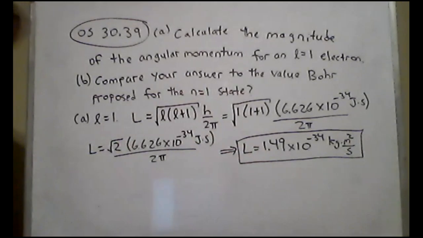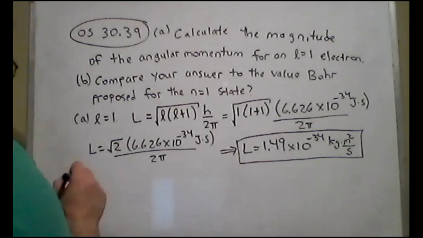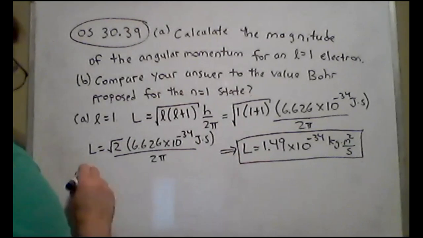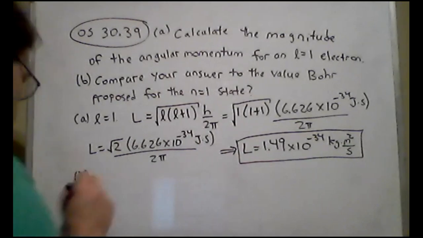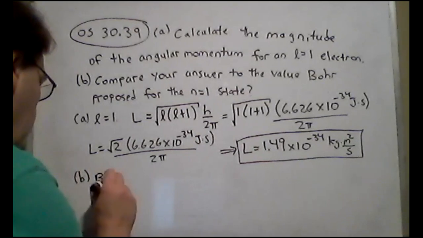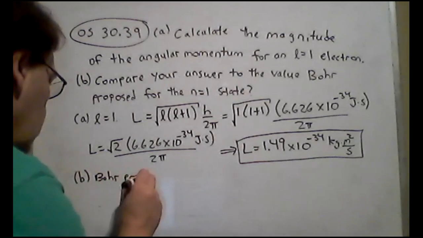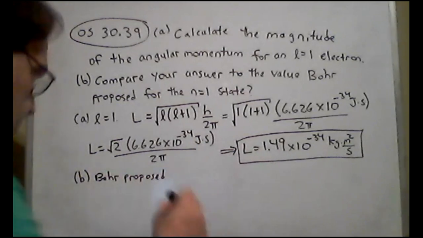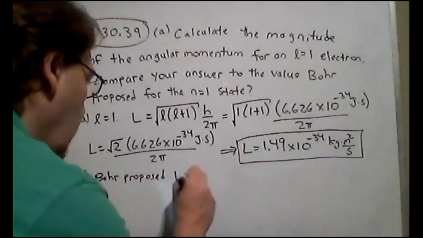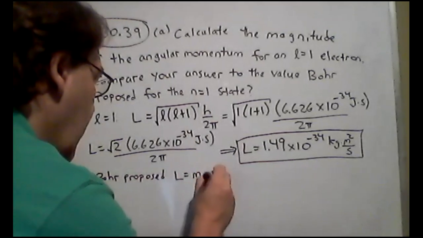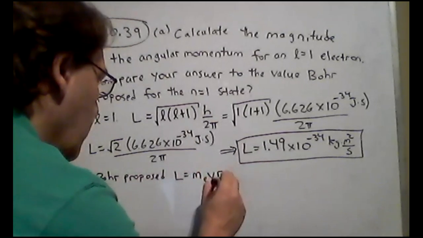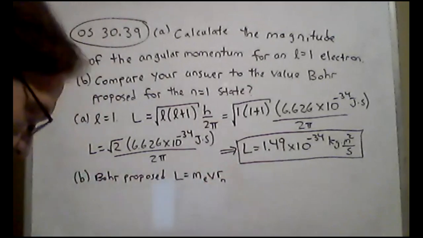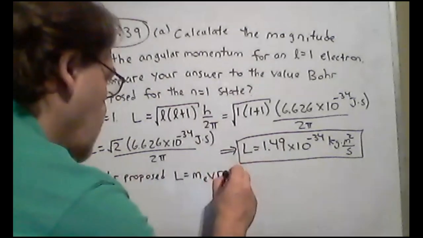Now, what did Niels Bohr propose? Well, in the Bohr model, Bohr proposed that the angular momentum looked like this. The angular momentum was m sub e v r sub n, which for n equals 1 is n h over 2 pi.